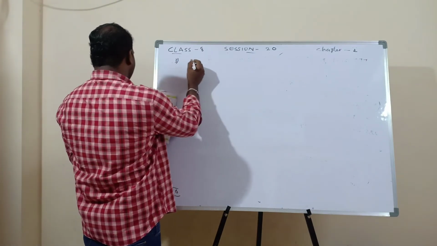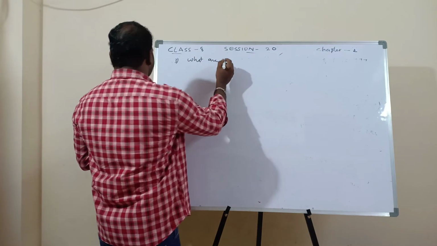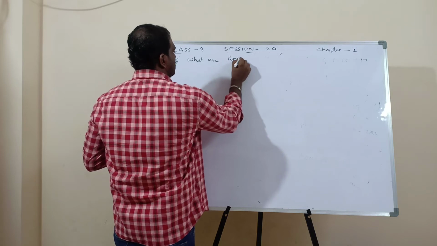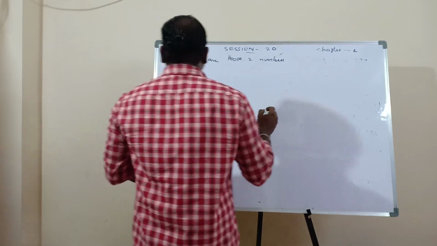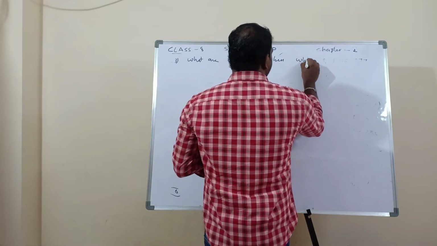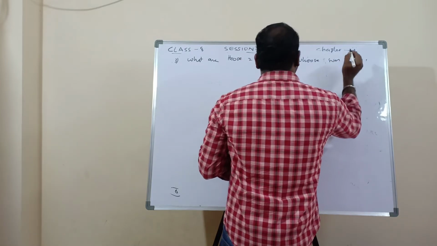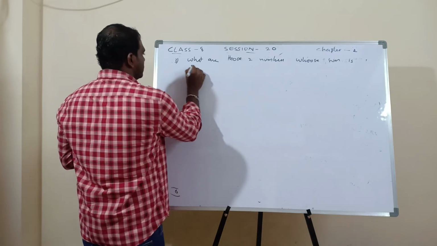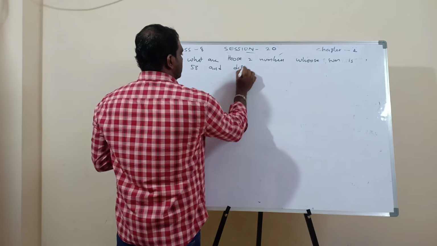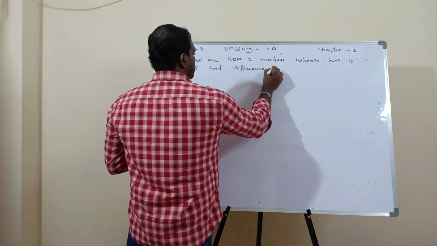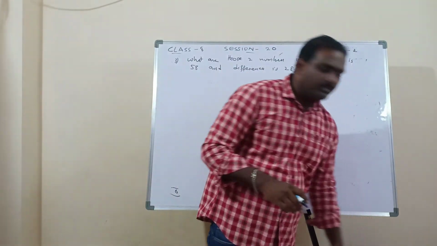Now the third question is, question number 3. Now I am writing. What are those 2 numbers whose sum is 58 and difference is 28.